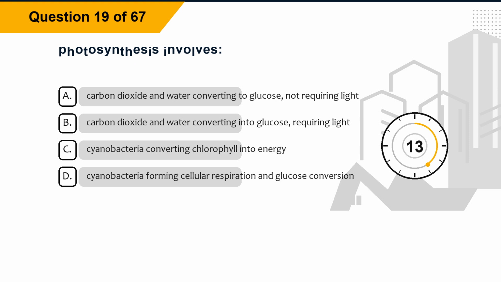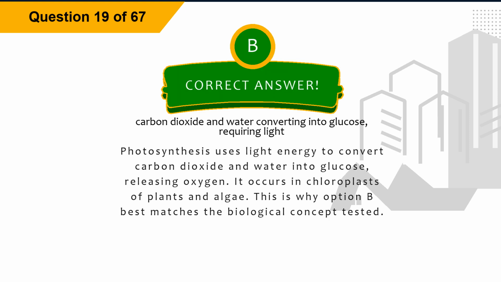Option B, carbon dioxide and water converting into glucose, requiring light. Option C, cyanobacteria converting chlorophyll into energy. Option D, cyanobacteria forming cellular respiration and glucose conversion. The correct answer is option B, carbon dioxide and water converting into glucose, requiring light.